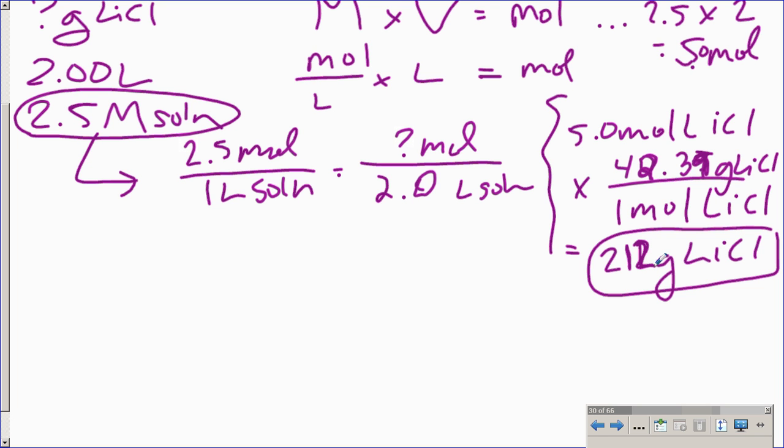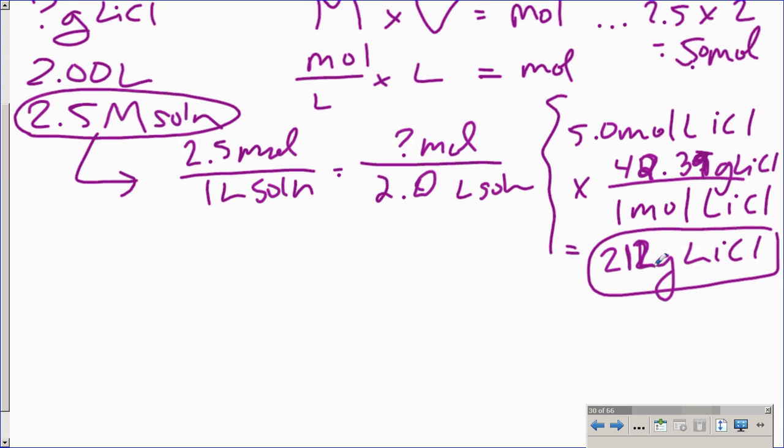Okay, so step back and see if this makes sense. In 2 liters, we have 5 moles of lithium chloride. Lithium chloride is about 50 grams per mole. 5 moles of it by about 50 grams, that's about 250 grams, right? So I overestimated, so that's about right. You can always step back and make sure you did your math right.